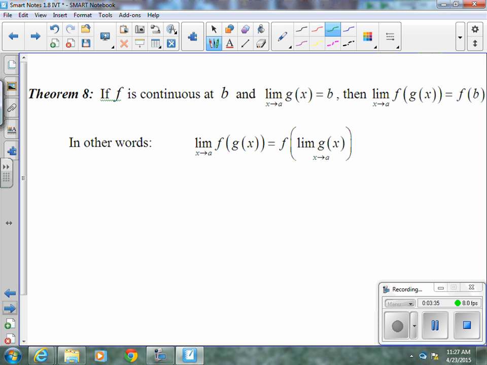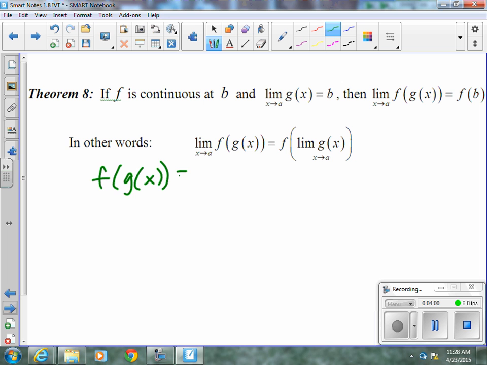Theorem 8 says if f is continuous at b, and the limit as x approaches a of g of x equals b, then the limit of f of g of x as x approaches a equals f of b. In other words, the limit of f of g of x is equal to f of the limit of g of x.